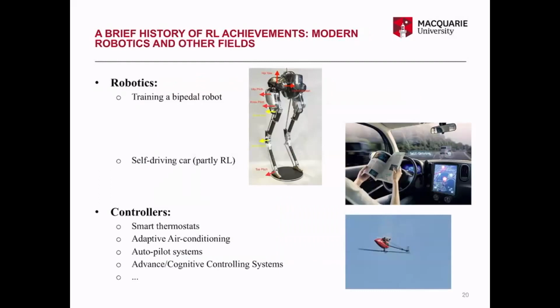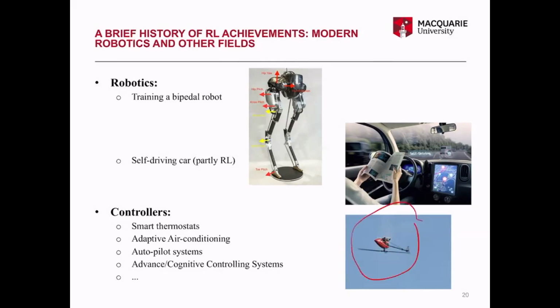And then there are newer works. This is from 2015, I guess, training a bipedal robot to walk, just by using pure reinforcement learning. It is used in self-driving cars. And in many cases, we develop controllers such as smart thermostats and adaptive air conditioning, autopilot systems.